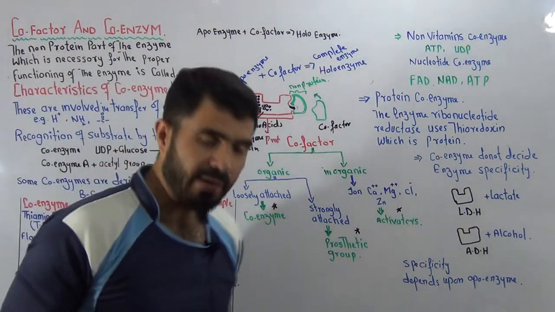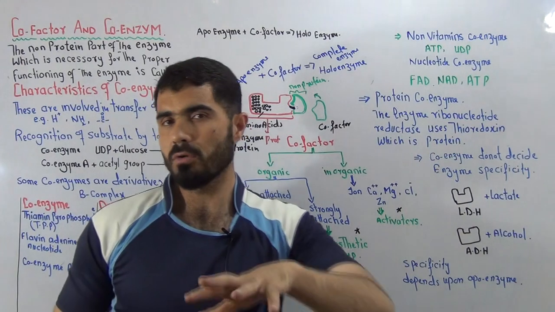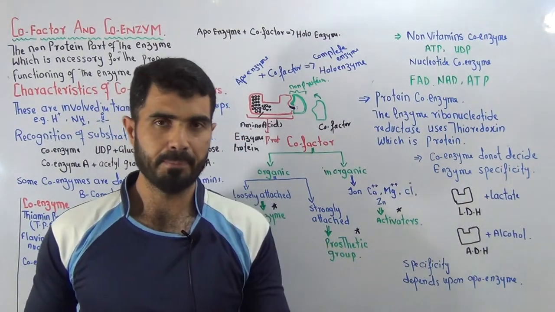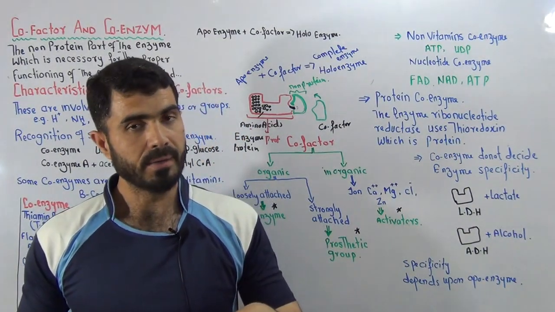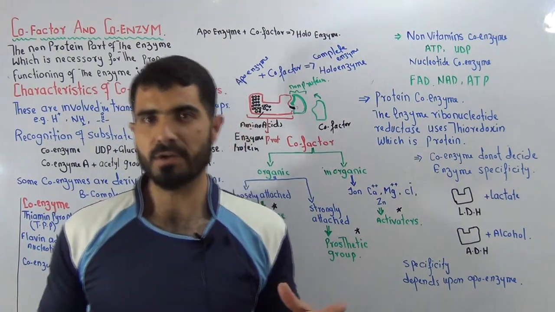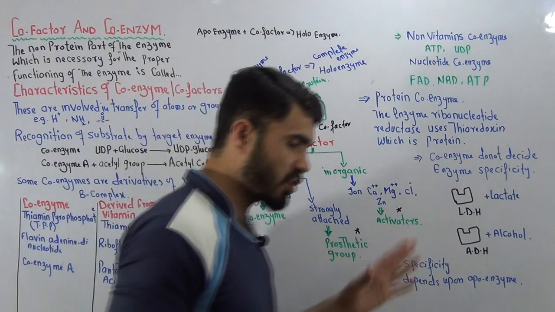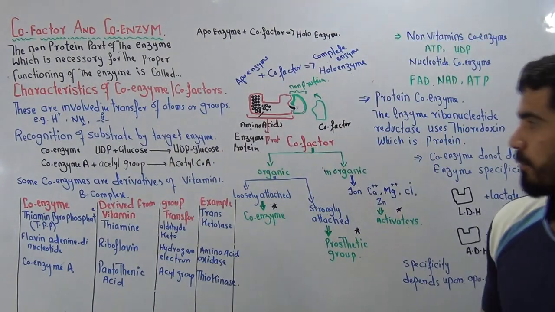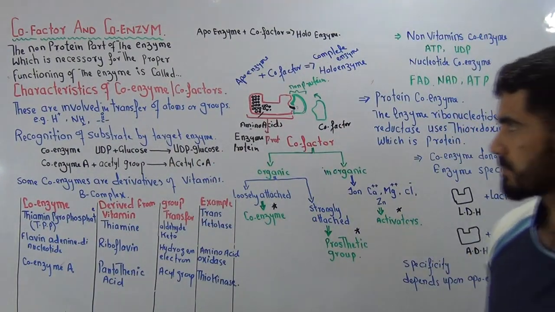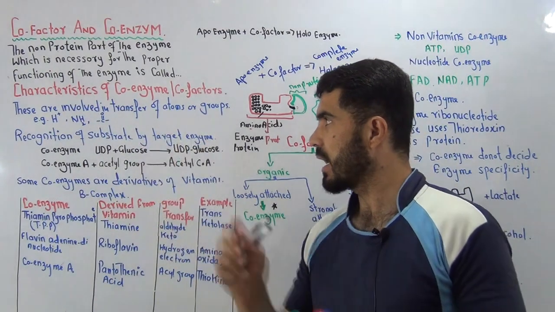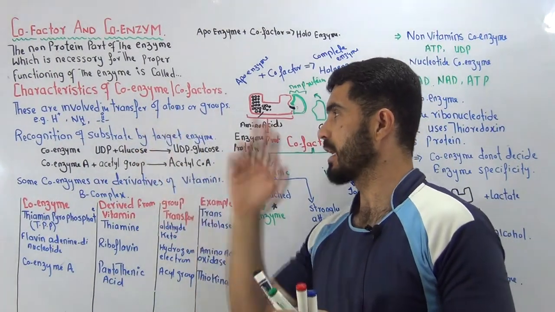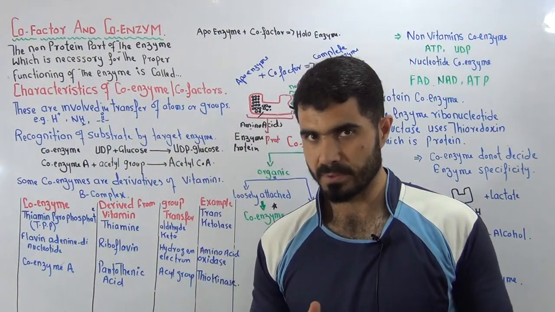Now I would like to tell you what is the role of coenzyme and what is the characteristic of coenzyme. Some points are being mentioned on the whiteboard. Each point will be discussed. Point number 1: the coenzymes are involved in transfer of atoms or groups.